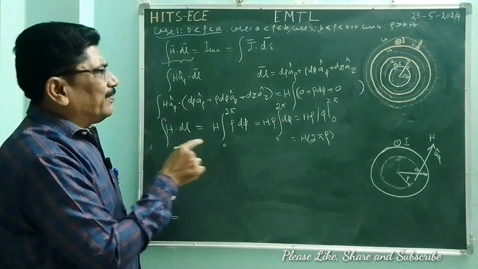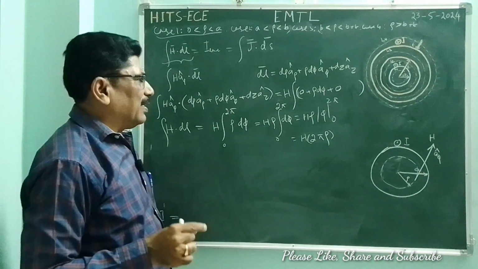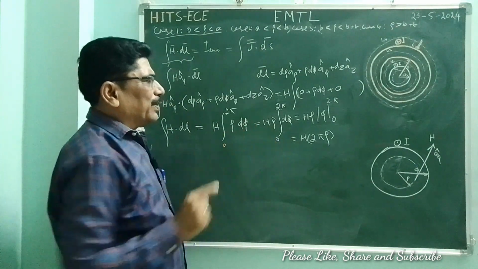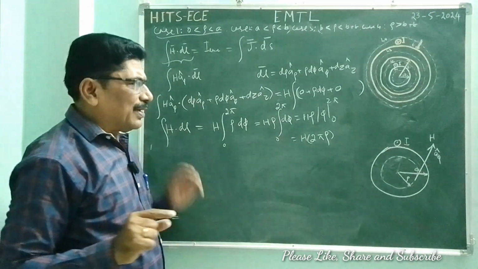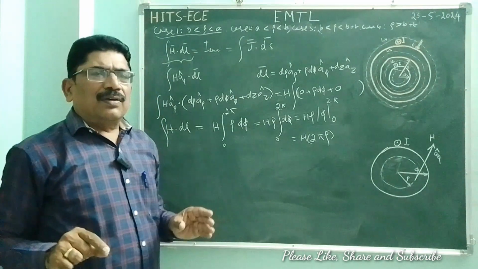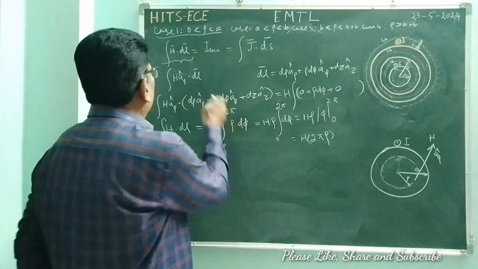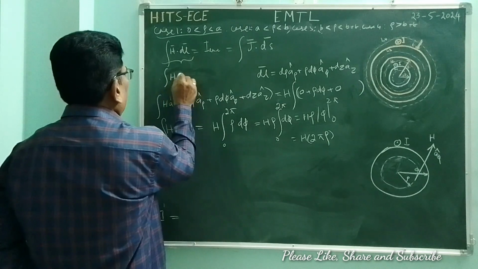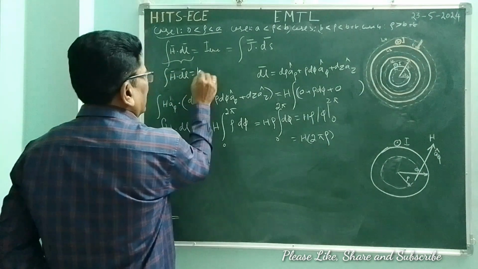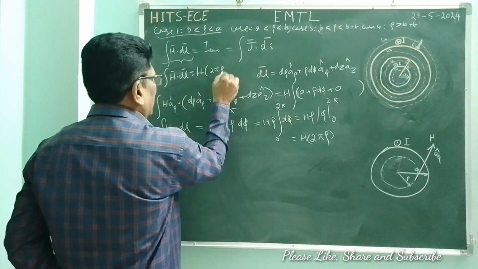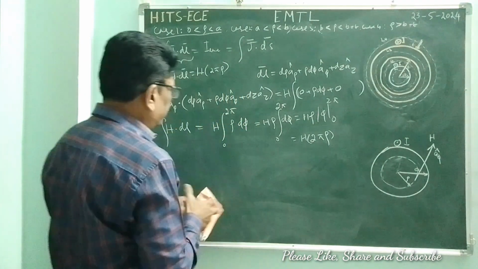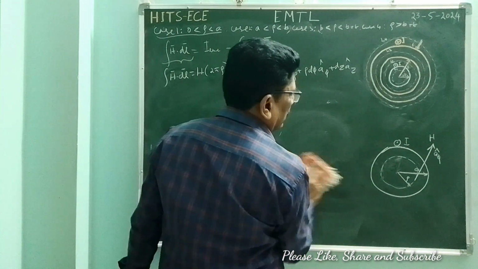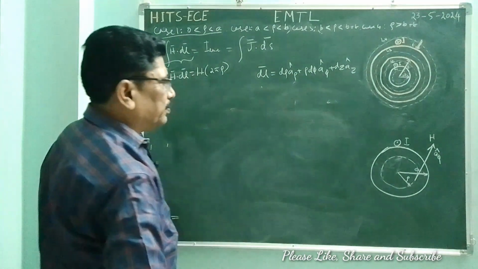This is the same for all the Amperean paths, so I will not derive this expression again. Integral H dot dl is equal to H into 2 pi rho for L1, L2, L3 and L4. For all the cases, it is H into 2 pi rho. Only the rho value differs.